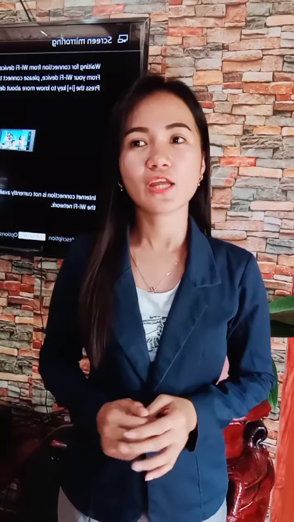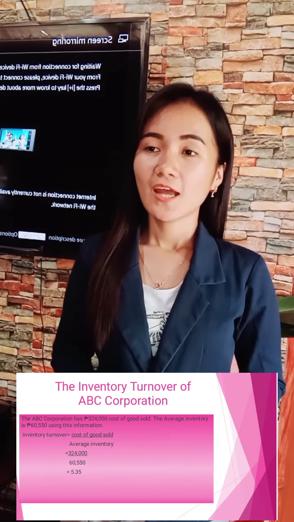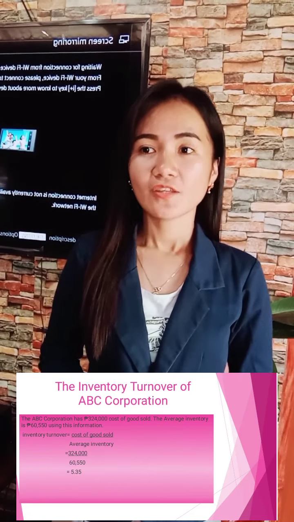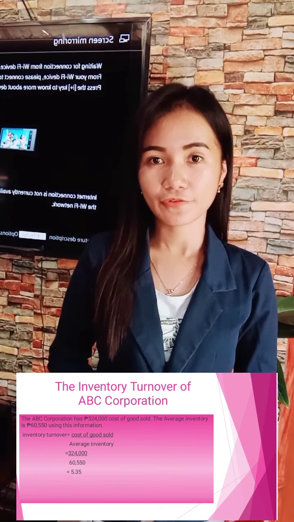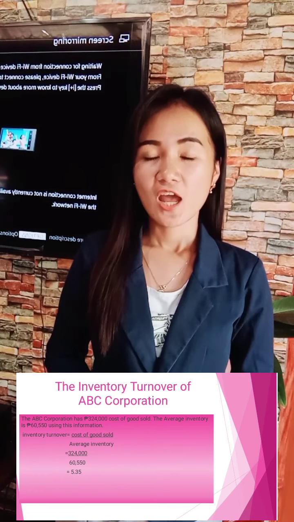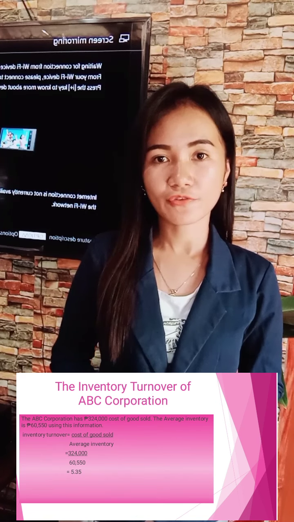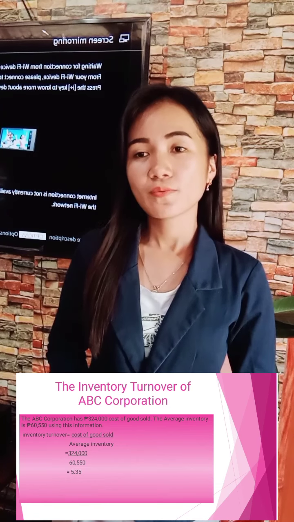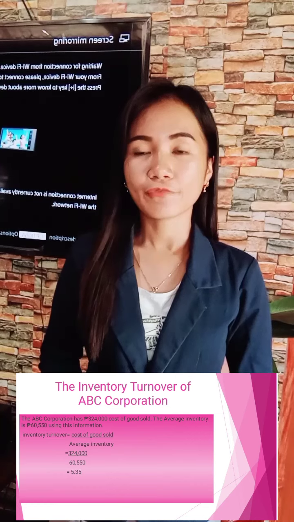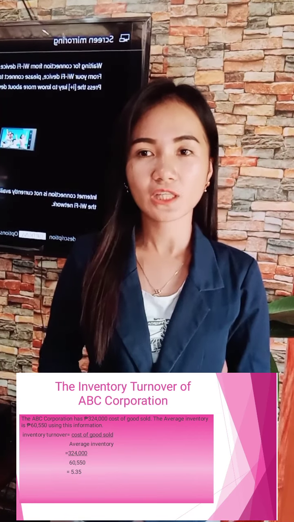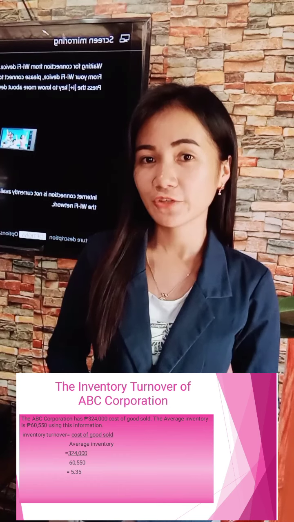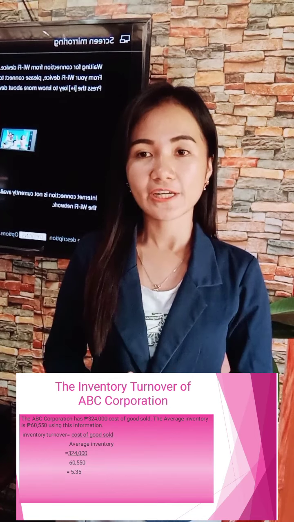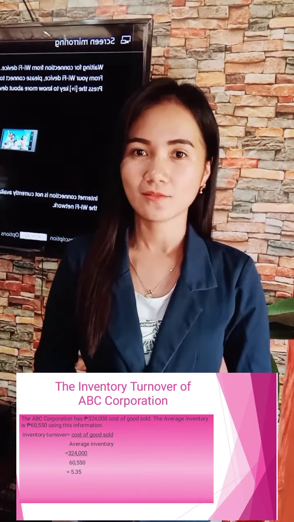So let's proceed to the inventory turnover of ABC Corporation. The ABC Corporation has 324,000 pesos cost of goods sold. The average inventory is 60,550 pesos. Using this information, the formula is inventory turnover equals cost of goods sold divided by average inventory. So as we can see, the inventory turnover is 5.35, or 324,000 divided by 60,550 pesos. In other words, within a year, ABC turned over its inventory 5.35 times.